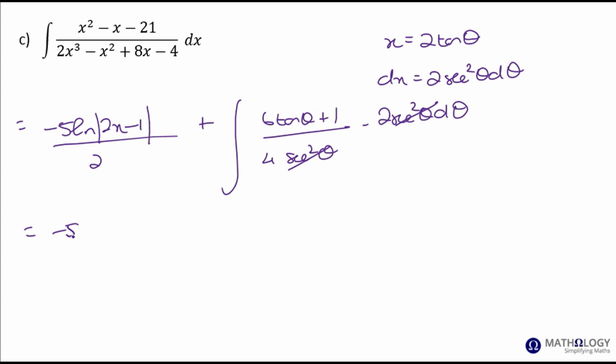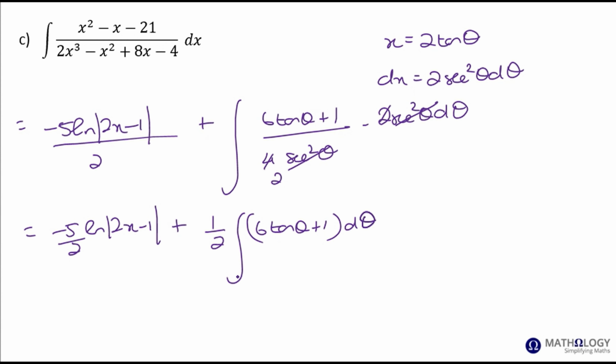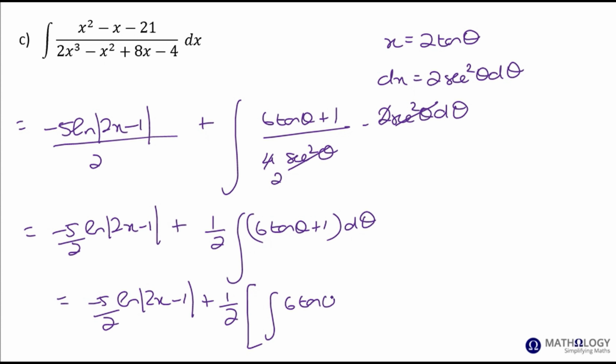So that equals minus 5 over 2 ln |2x minus 1| plus... 2 divides into 4 twice. So we can take out that half as a constant, and we are left with the integral of 6 tan theta plus 1 d theta. So minus 5 over 2 ln |2x minus 1| plus a half. And then we're going to split this up into two integrals. So the integral of 6 tan theta d theta plus the integral of 1 d theta.